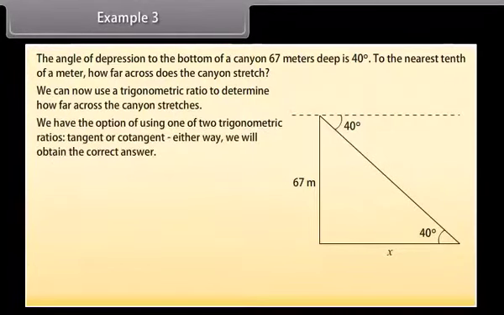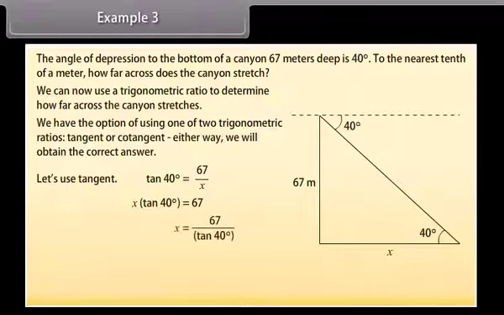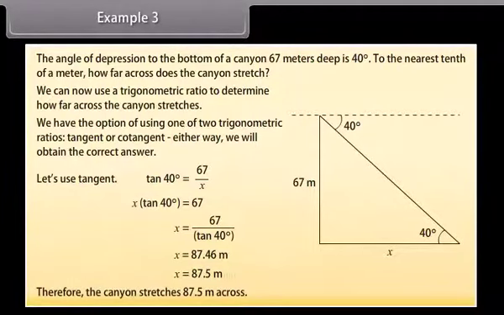We have the option of using one of two trigonometric ratios, tangent or cotangent. Either way, we will obtain the correct answer. Let's use tangent. Tan 40 degree is equal to 67 upon x. X into tan 40 degree is equal to 67. X is equal to 67 upon tan 40 degree. X is equal to 87.46 meter. X is equal to 87.5 meter. Therefore, the canyon stretches 87.5 meter across.